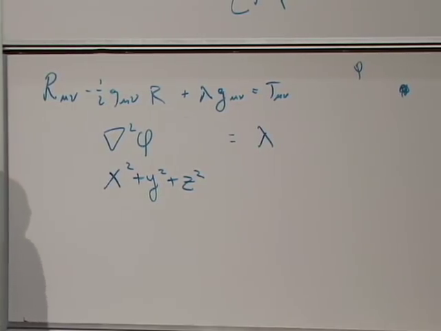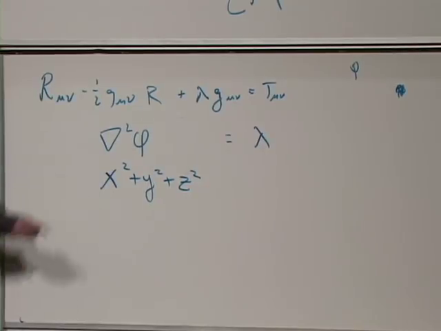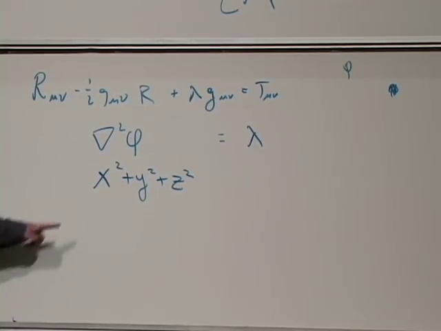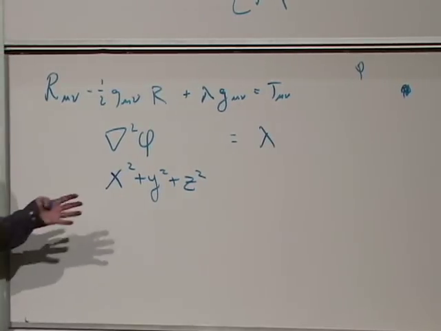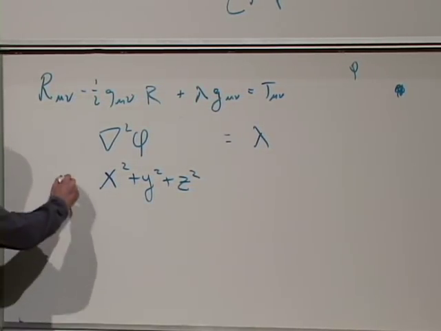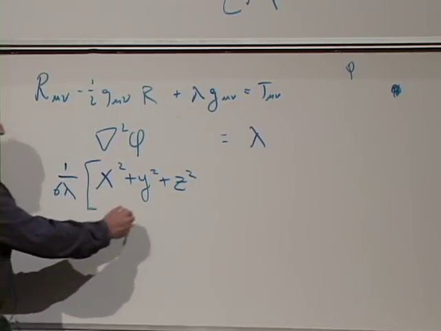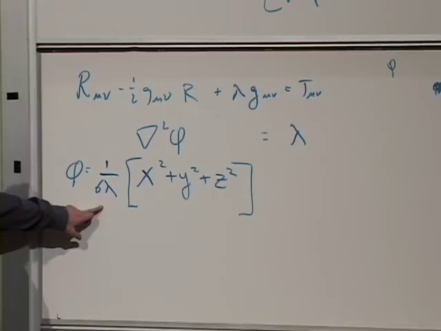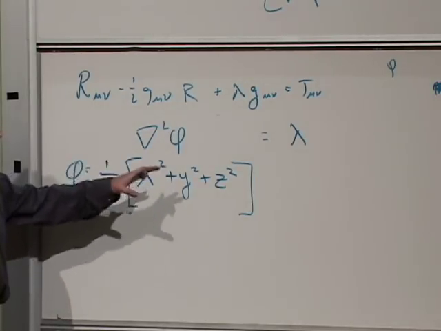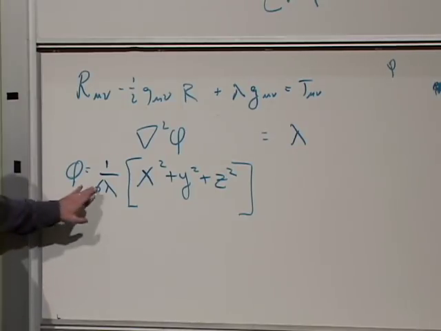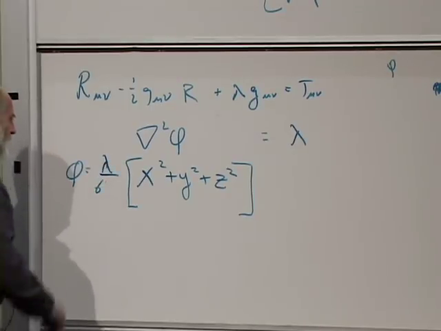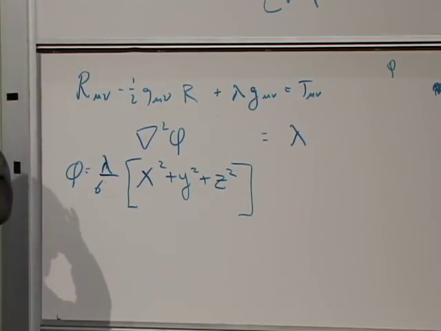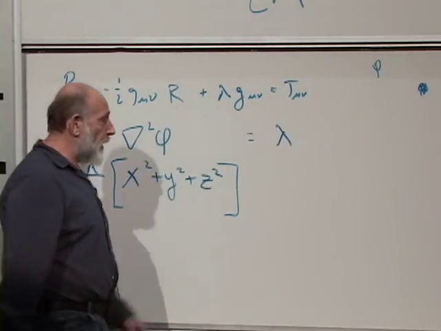What if I took the function x squared plus y squared plus z squared? What's its del squared? It's a number. Six, right? Differentiating x twice gives me 2, y twice gives me 2, so this would be 6. So I think I want to put a 1 over 6 lambda. And then del squared of this, if phi is equal to this, del squared of 1 over 6 lambda, x squared plus y squared plus z squared. Did I do that right? No, lambda over 6. Sorry, lambda over 6. Lambda over 6, x squared plus y squared plus z squared, that would be the solution of the equation with just a uniform lambda on the right-hand side.